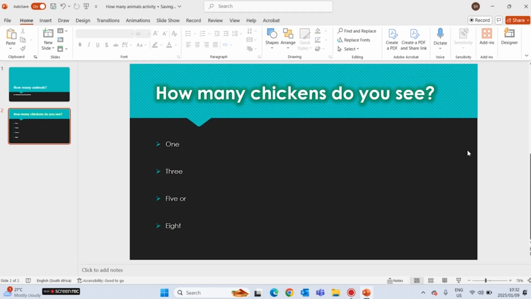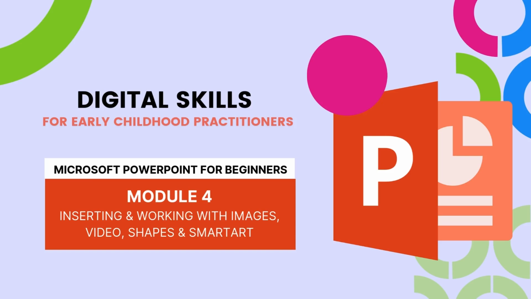Great job! You've learned how to choose a design theme, insert text, and format it to make your presentation engaging. In Module 4, we'll learn how to insert and work with images, videos, shapes, and SmartArt to enhance our How Many Animals activity. See you in the next module.